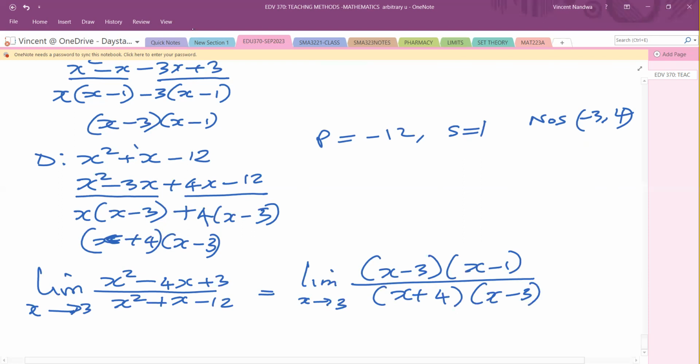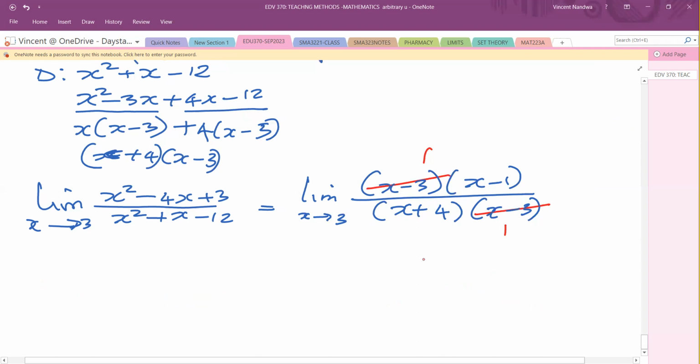Is there any common factor? x minus 3, x minus 3, si ndio? Yeah, we cross those two. So tutakuwa na limit as x approaches 3 of x minus 1 divided by x plus 4.